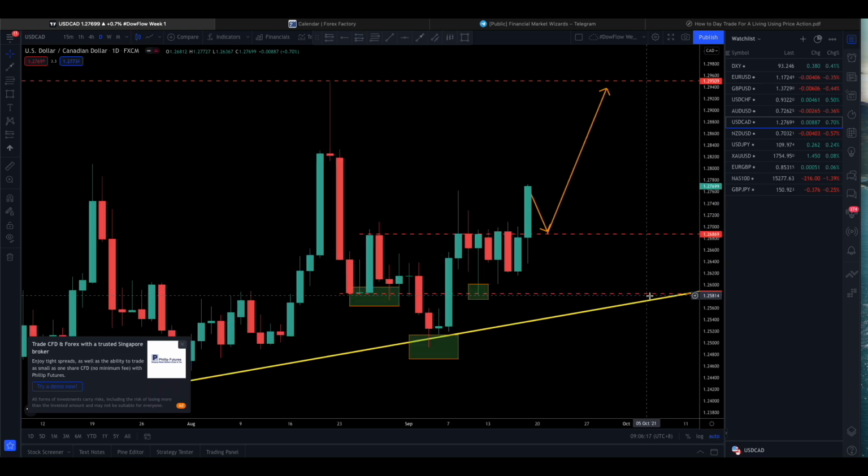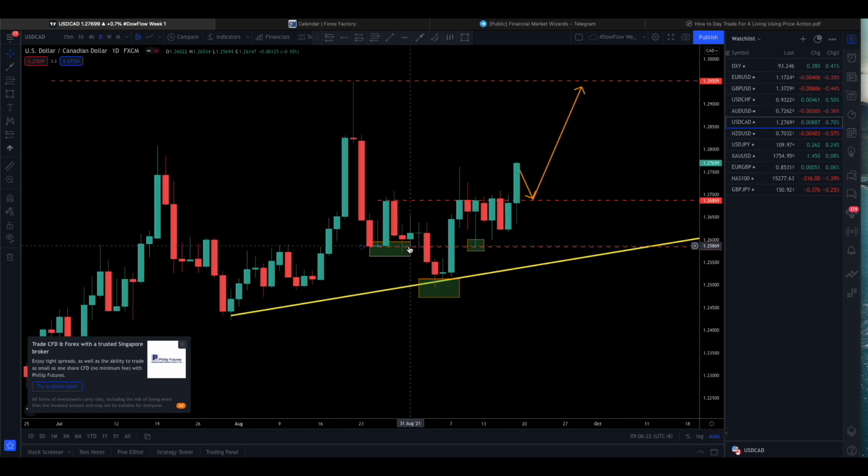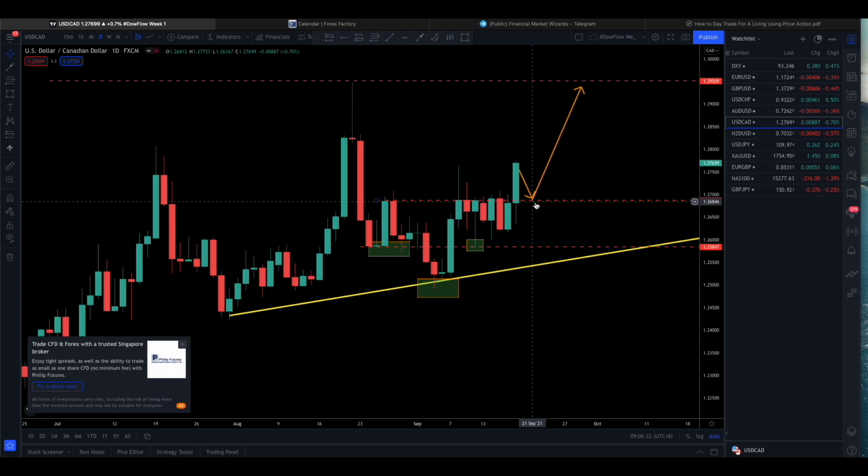Dollar CAD. Dollar CAD is like dollar franc, very straightforward. Market condition is bullish because you have an inverted head and shoulders pattern that is confirmed. Okay, this pattern has been confirmed. You have the left shoulder here, you have the head, you have the right shoulder here, and then this is the neckline, which has been confirmed.